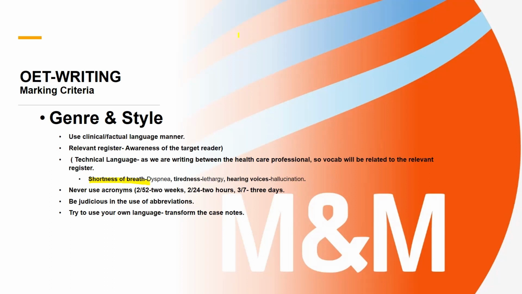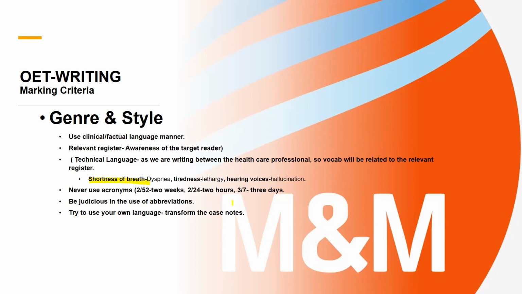In that case, if we are writing this letter to a doctor, we should not use shortness of breath. Rather, we have to use dyspnea. We have to change the form. It is always appreciated if you do not use the words from the case notes, but transform them into your own language, considering who the recipient is. According to the recipient awareness, we have to use our own language, right?